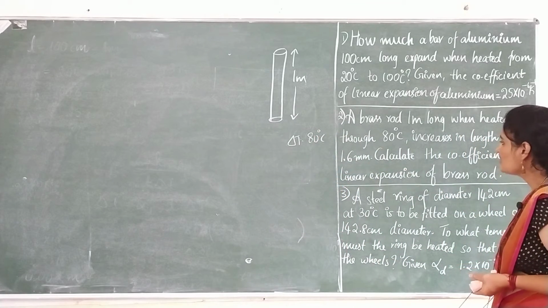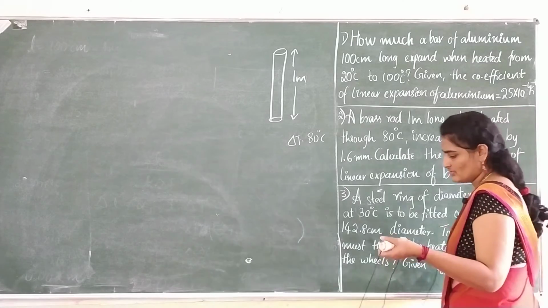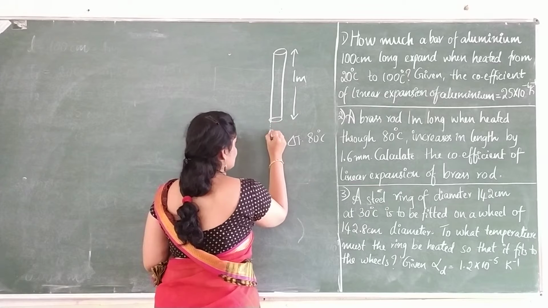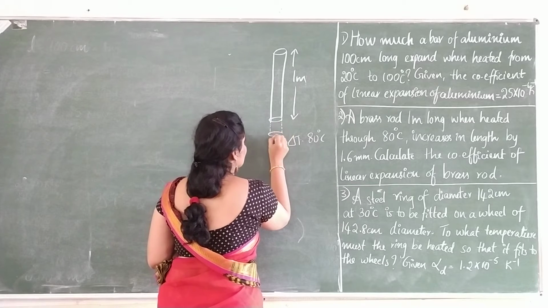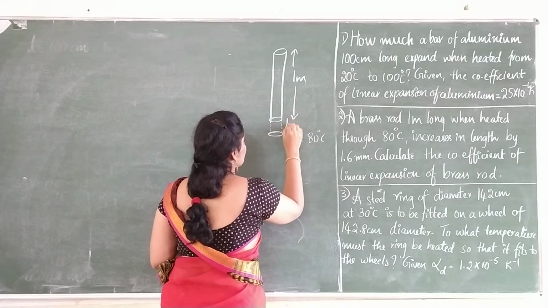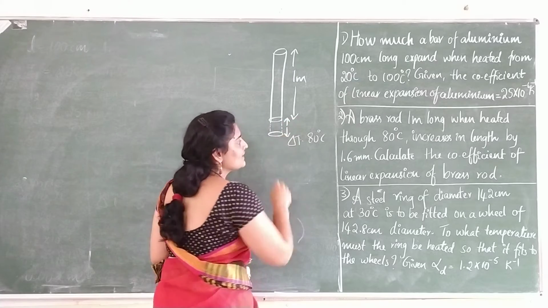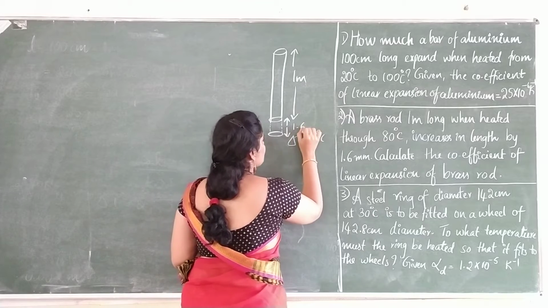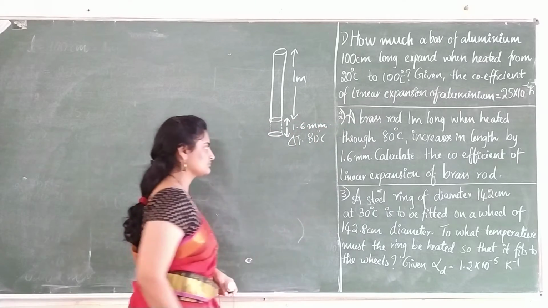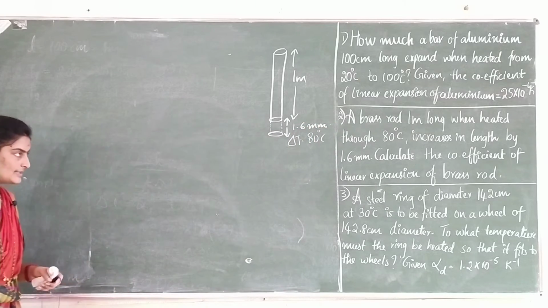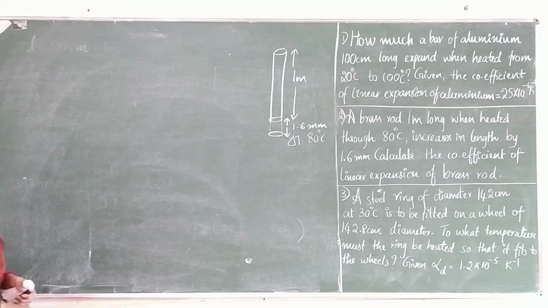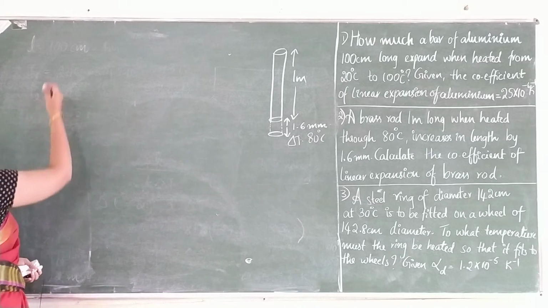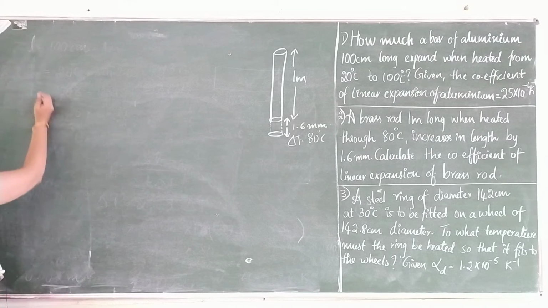Calculate the coefficient of linear expansion of brass. So when you supply heat energy, this rod will expand, and the increase in length is given as 1.6 millimeter. So what you have to calculate? Coefficient of linear expansion.